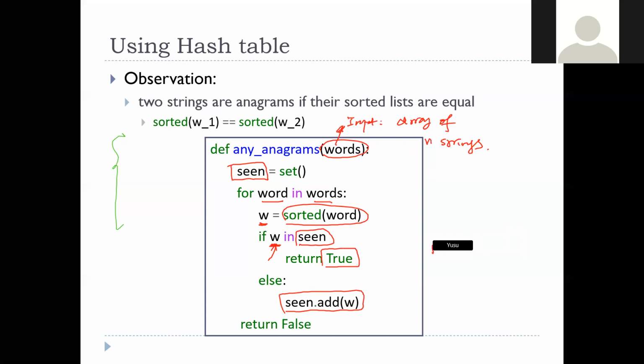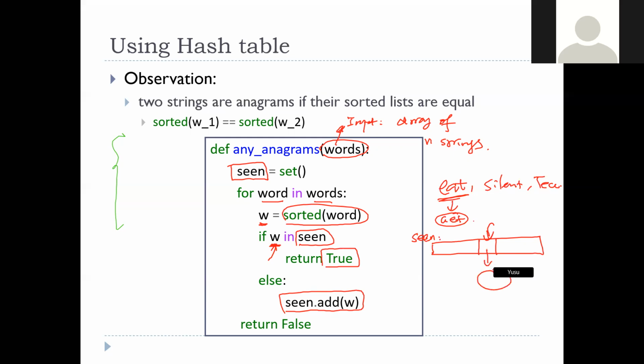So for example, using the previous example, let's say that you're given eat, silent, and then T. When eat comes, I first compute its sorted list, which is AET. Then I use a hash function to hash this into a specific position in the hash table. This is my hash table SYN. And then I link AET here. This comes from eat.